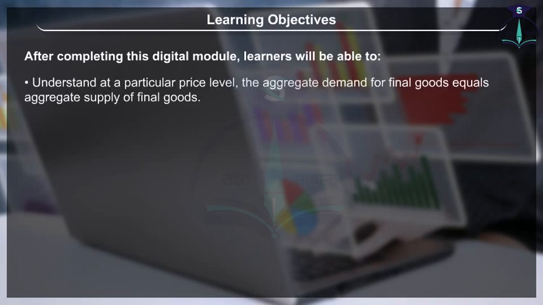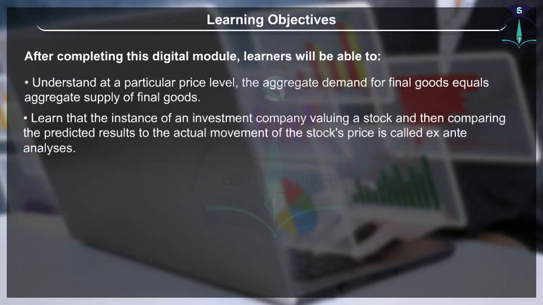Learning objectives. After completing this digital module, learners will be able to understand at a particular price level the aggregate demand for final goods equals aggregate supply of the final goods. Learn that the instance of an investment company valuing a stock and then comparing the predicted results to the actual movement of the stock's price is called ex ante analysis.